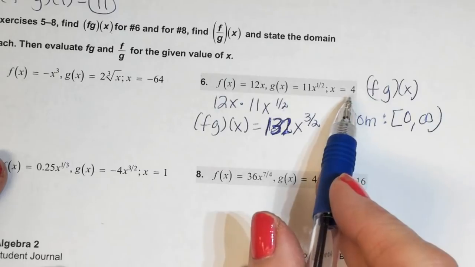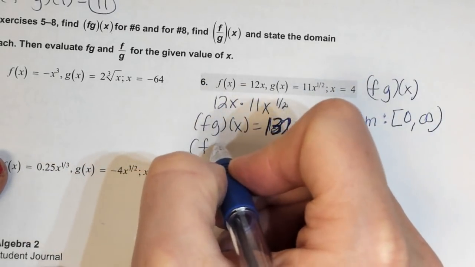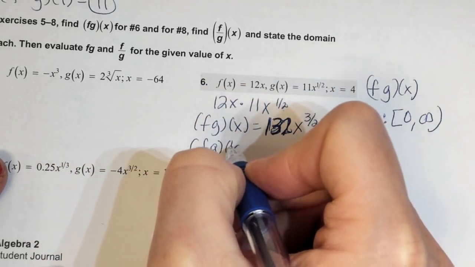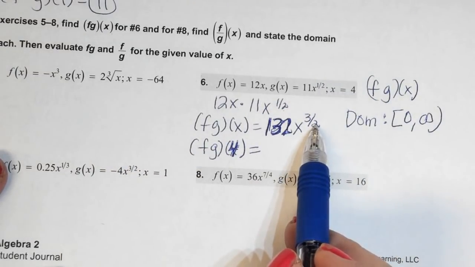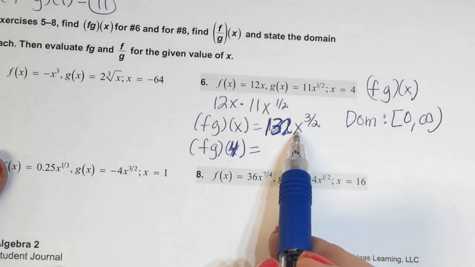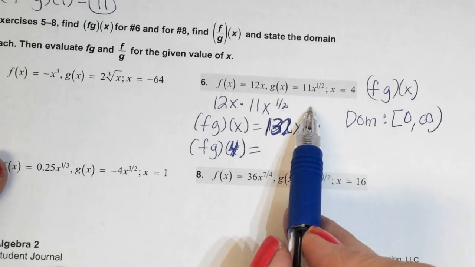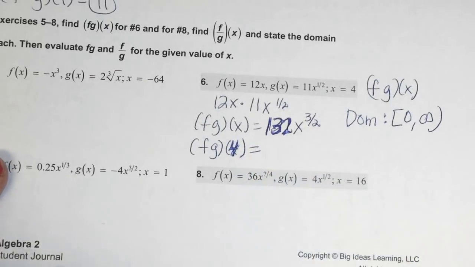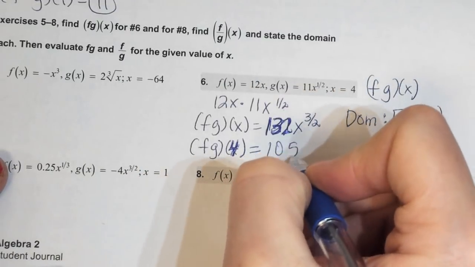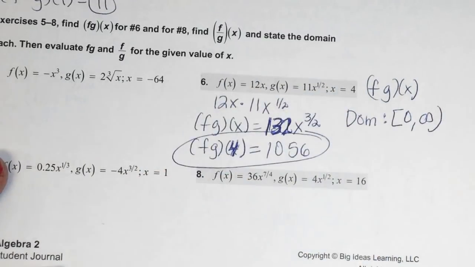Okay, now I have to plug in my number 4, so fg of x, of 4 rather. So this means, what am I doing to 4? I'm going to take the square root. Square root of 4 is 2. 2 to the 3rd is 8. 8 times 132. Anybody good at that stuff in their head? If not, 1056. Thank you. And we got it.